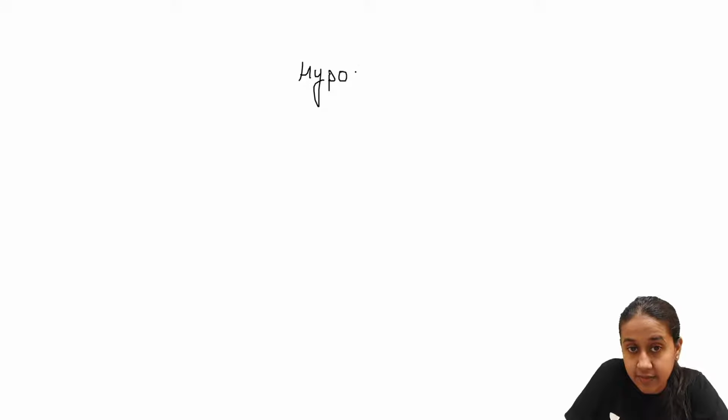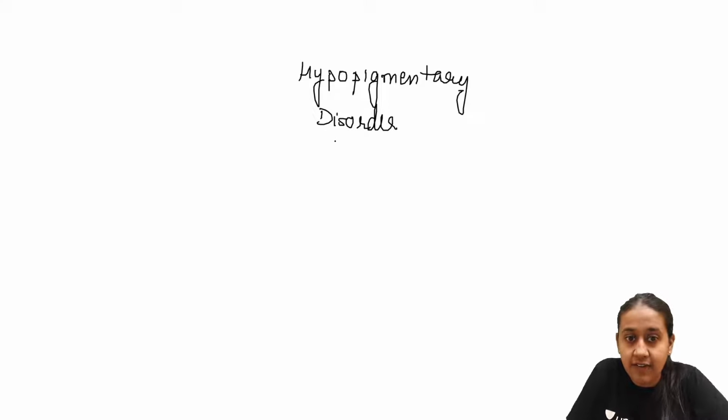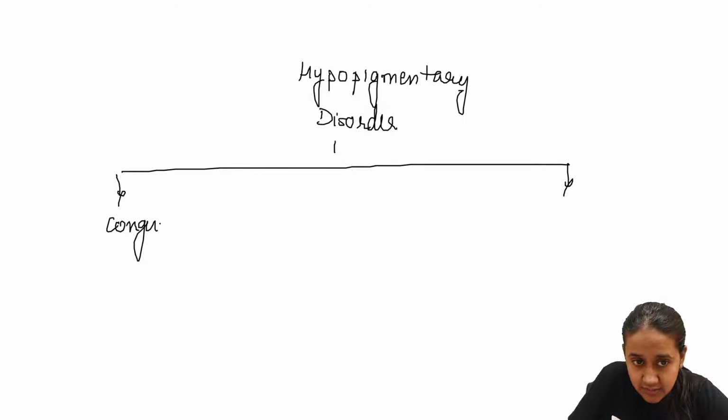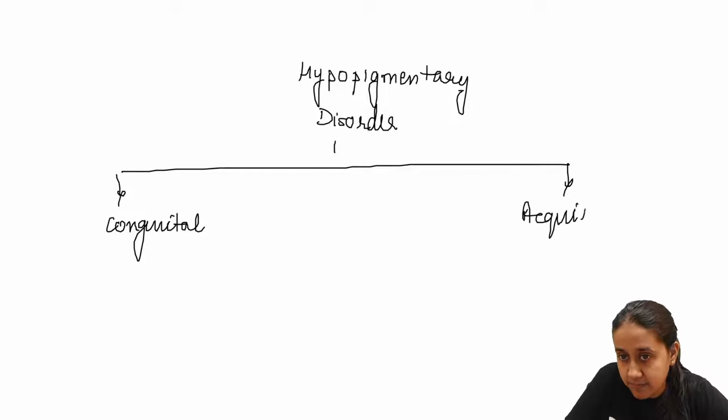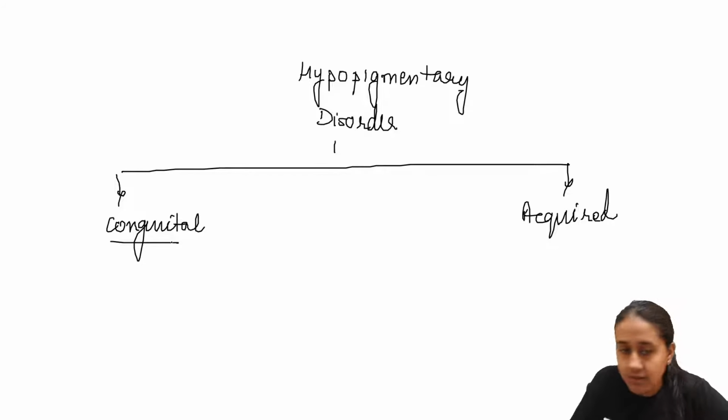So the hypopigmentary disorders are further divided into two broad groups: congenital and acquired. What are the congenital hypopigmentary disorders?